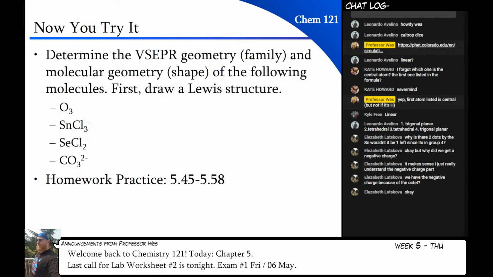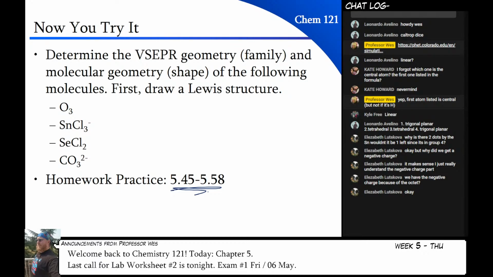I did not actually put the homework practice on the screen here for the section. So that is right here. There we go. So there's the homework practice for this section. Remember that your objective for this is to be proficient in determining the geometry of a shape, and then determining both its VSEPR geometry and molecular geometry.